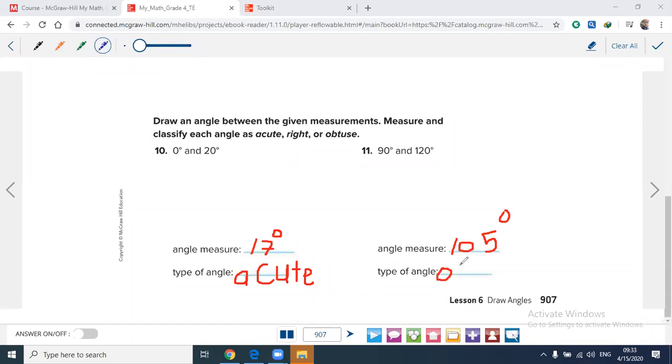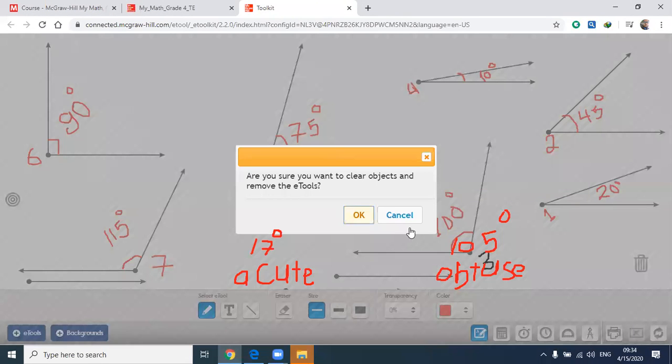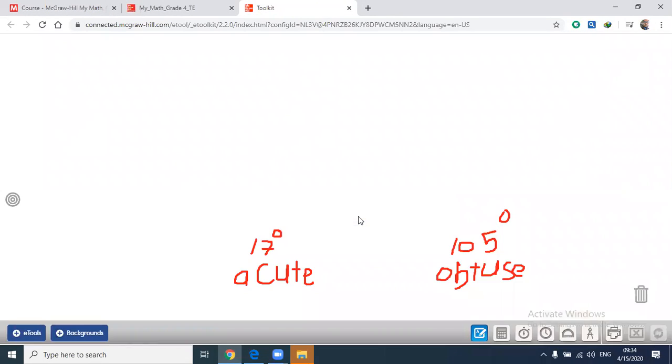Okay, it will be obtuse. And then you have to draw the measures. Now, I'm going to measure. Here. Okay, right here.